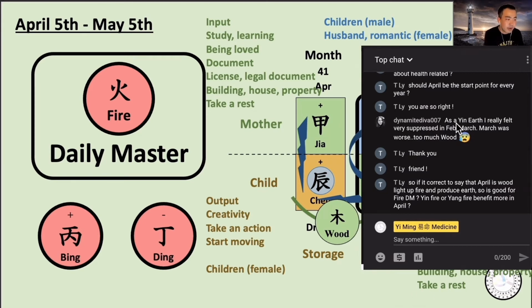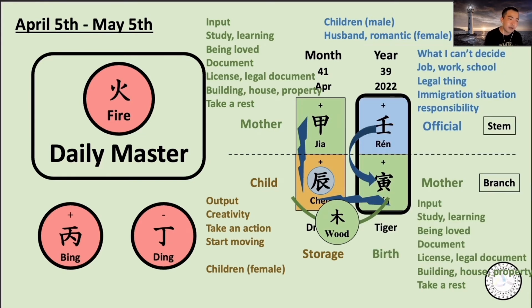So if it's correct to say that April is wood, light up the fire, and produce earth, it's good for Fire Daily Master. Yin fire or yang fire benefit more in April. It's half and half, but generally speaking, yin fire gets a little more support in this year. But not always. It depends on how the chart is composed.